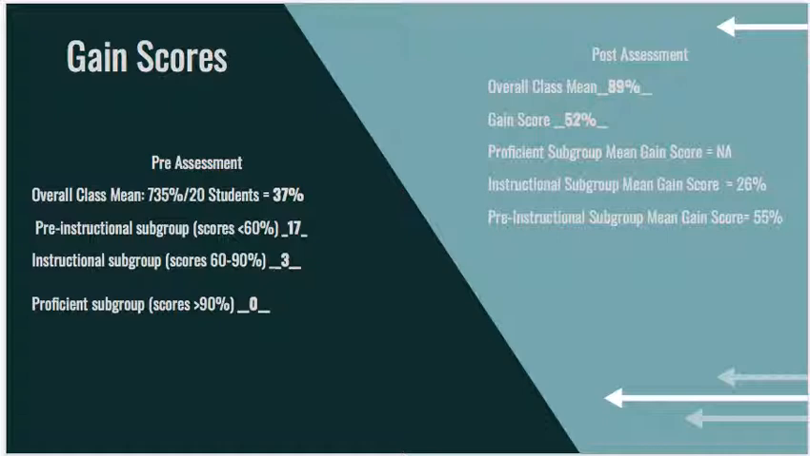Like I said, I didn't have anything in the proficient subgroup. My instructional subgroup went up 26% and pre-instructional went up 55%. So all good things that I saw there.